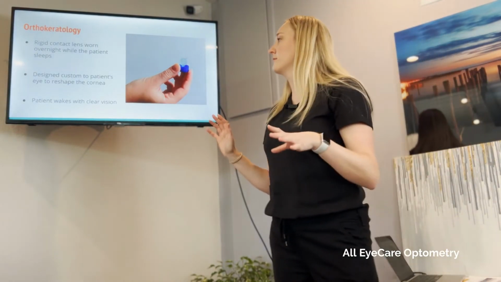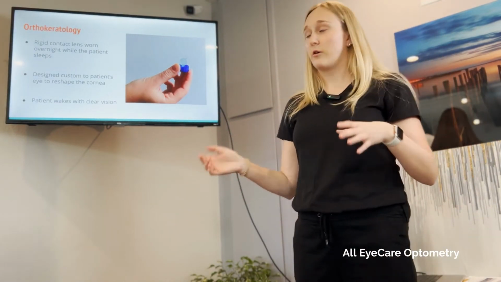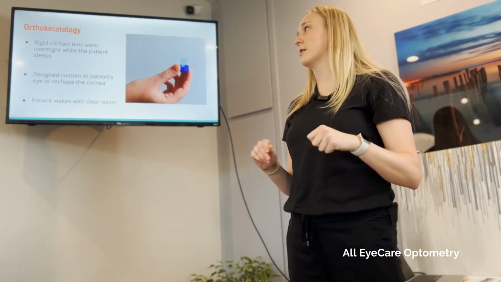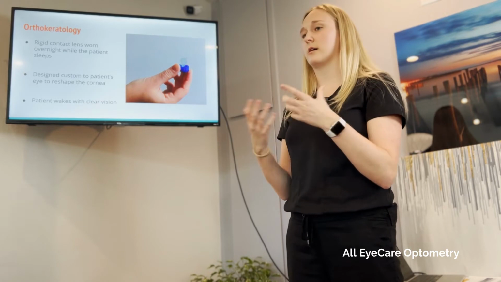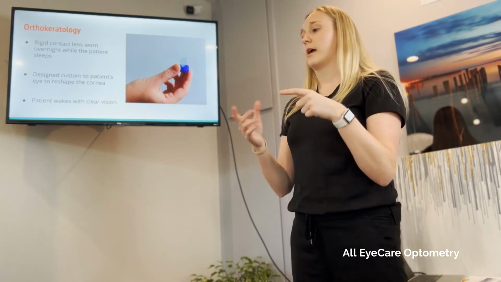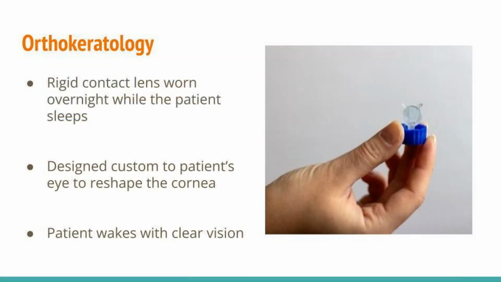Okay, so you guys are familiar with orthokeratology to an extent. So ortho-K is a rigid lens. It's not like the soft lenses that we're traditionally used to seeing. And it's worn by the patient at nighttime while they're sleeping. And the goal of the lens is to reshape the front of the eye, the cornea, so that when the patient wakes up, they can see clearly.